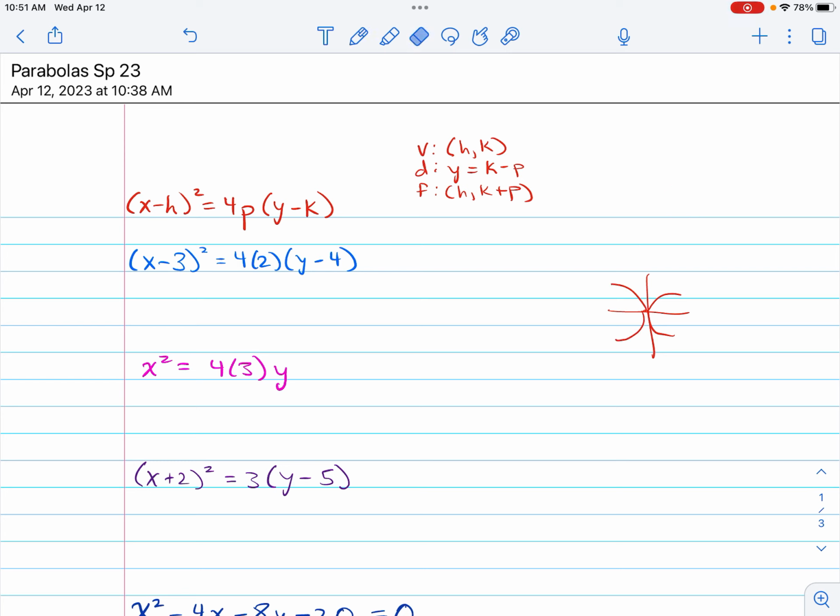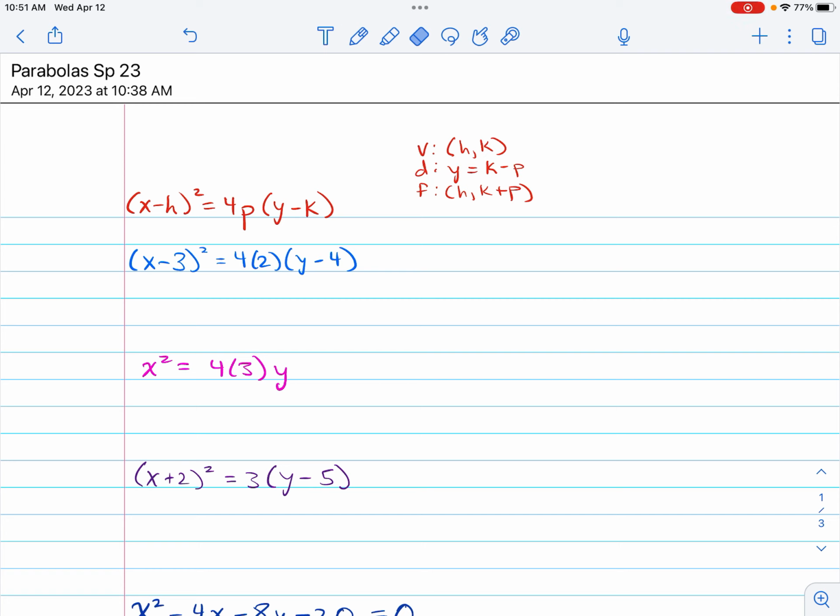So what I want to do is first look at those that open up or down. Those are characterized by the x part being squared. They're going to have this general form right here. Notice that the parentheses with the x in it is what's being squared. That's where it's going to be opening up or down. So here we've got the general form: (x minus h) squared equals 4p (y minus k).